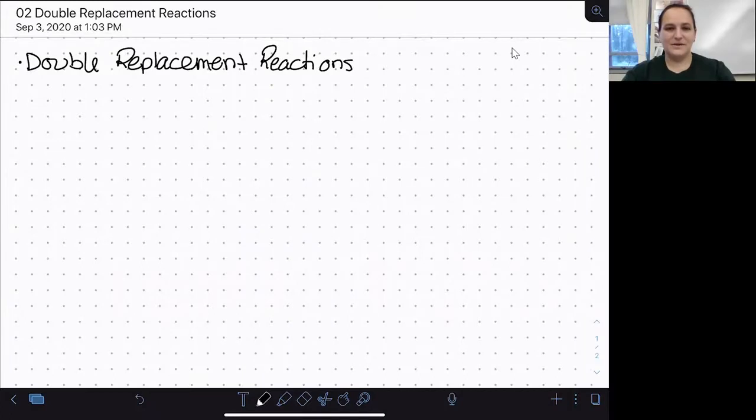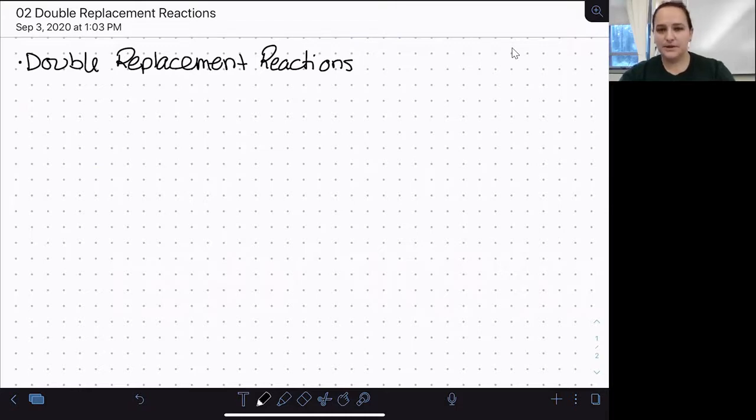Today we're going to be talking about a type of reaction that we'll be using quite a bit and learning more about in the days and weeks to come. But today we're going to get a little bit of an introduction to what we call double replacement reactions and how they work and how we write them.